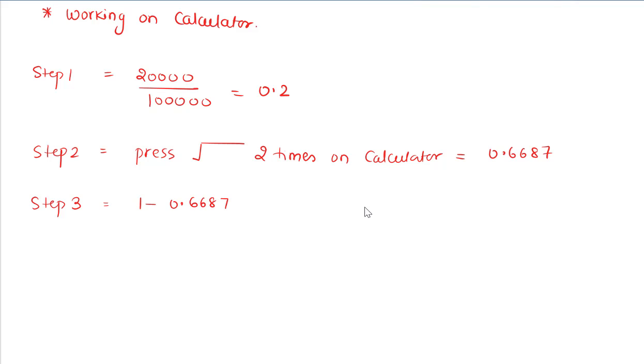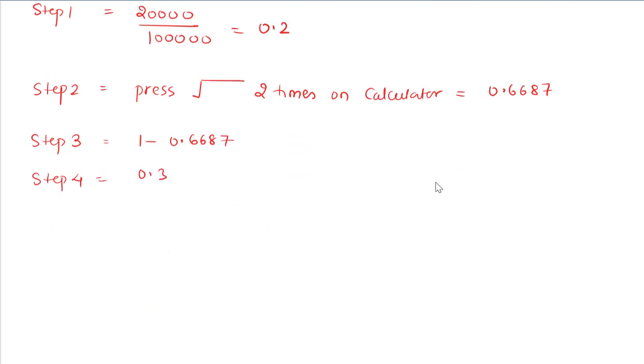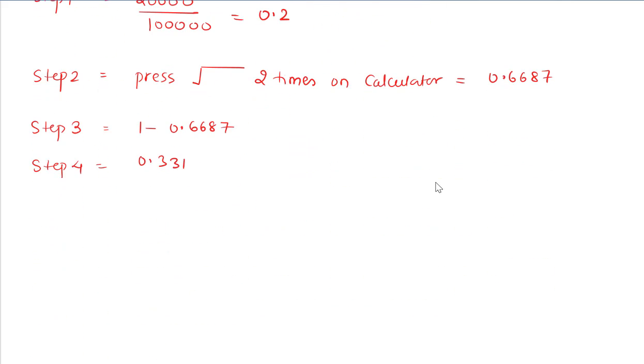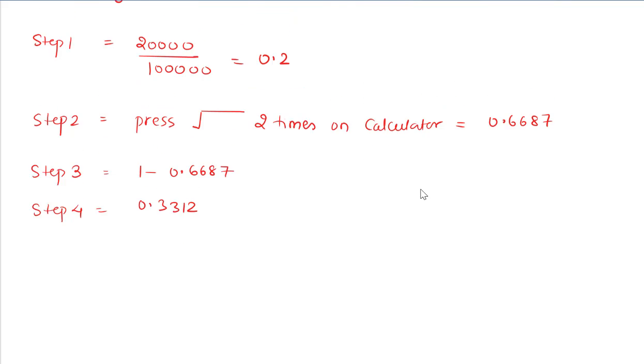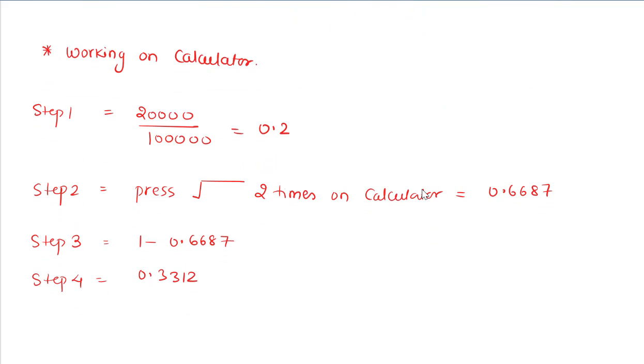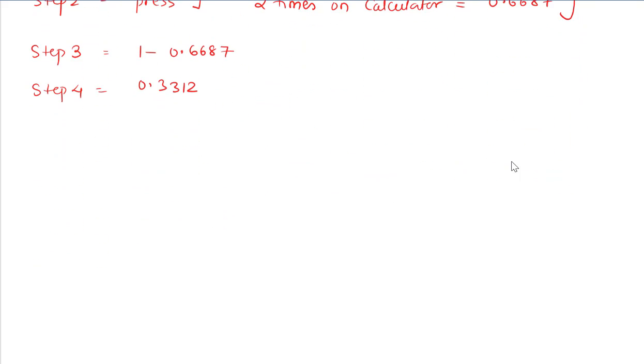Step 3: 1 minus 0.6687. Step 4: now there's nothing more to be done, so this is 0.3312. Now this 0.3312 multiplied by 100 is 33.12%. I believe you understood. So on the calculator, this much only you need to do. This is simple.